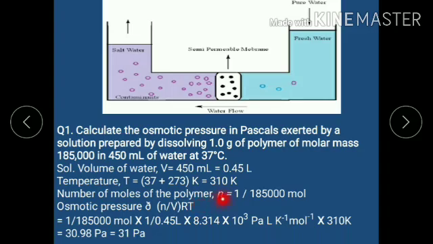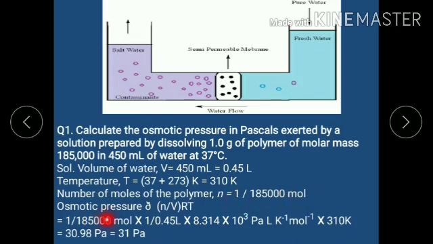What is the mole of the polymer? Mass upon molecular mass. Mass is 1 and molecular mass is 18500. Then find the osmotic pressure. Pi is equal to n upon VRT. What is the value of n? It is 1 upon 18500.